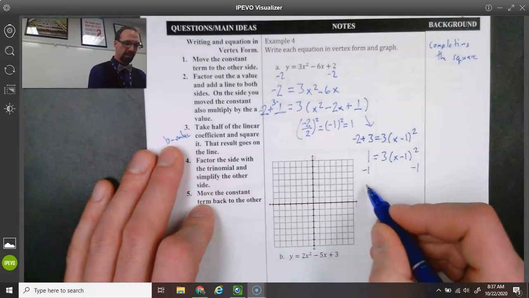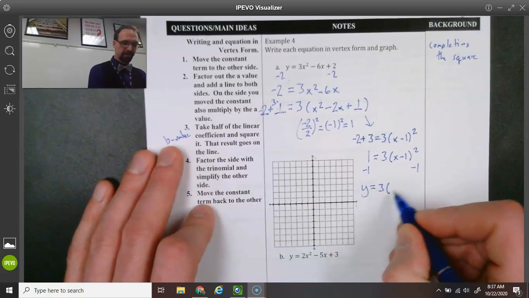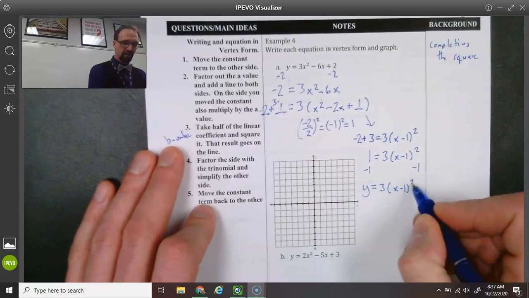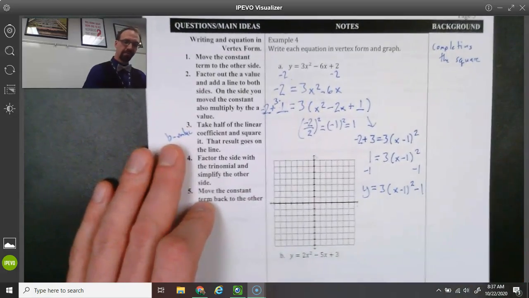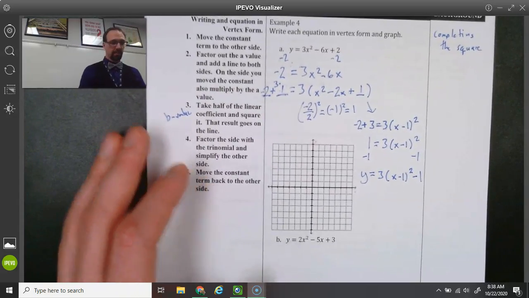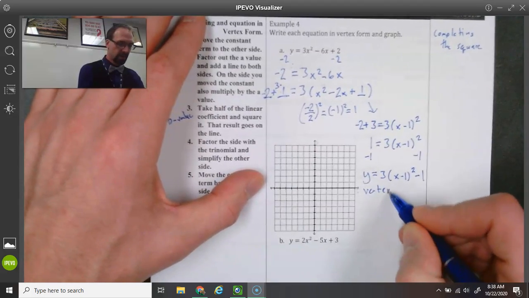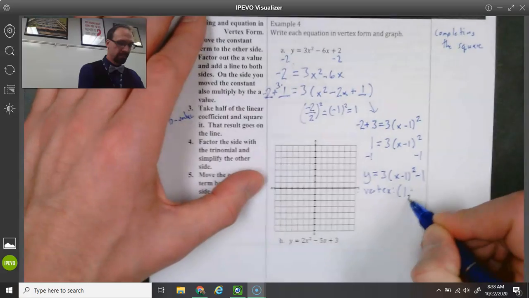Subtract 1 from both sides. I end up with y equals, because we're going to graph it, y equals 3 times x minus 1 quantity squared minus 1. So again, following through now, we can graph it just like we did with the others. So I have a vertex at 1, negative 1.